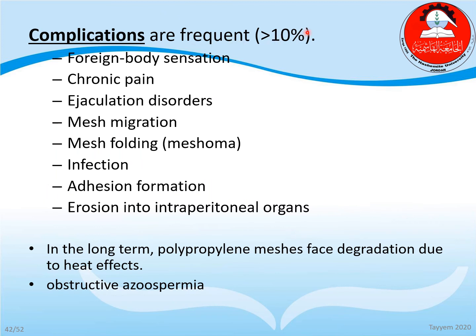Complications. Probably 1 in 10 of all people undergoing hernia repair will suffer from one or more of these complications: foreign body sensation, chronic pain, ejaculation disorder, mesh migration, mesh folding or meshoma, infection, adhesions, and erosion into the peritoneal cavity to the abdominal viscera. In the long run, the polypropylene mesh might degrade due to temperature or heat effect. Obstructive azoospermia is another potential complication.